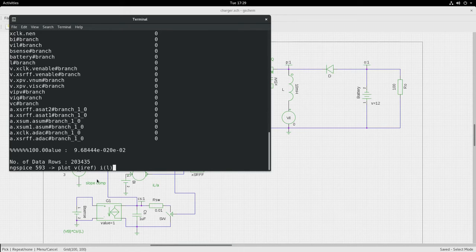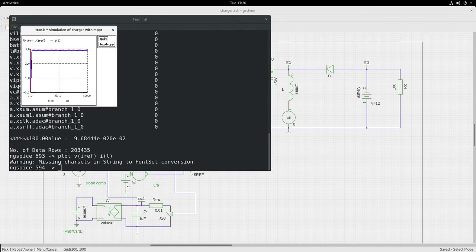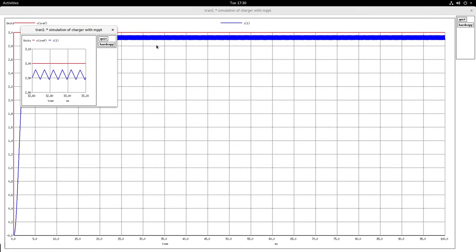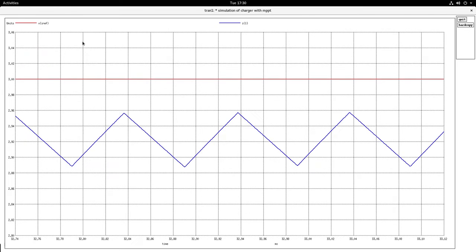Let us plot the IL ref and the inductor current, and we'll see. So the red one is IL ref 3 which is at 3 amps, and let me expand it. So, and the blue one is the inductor current.